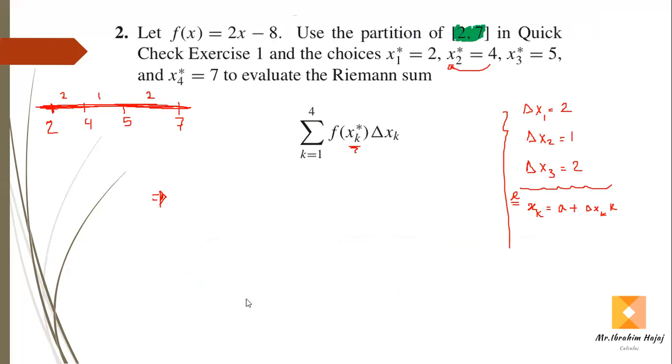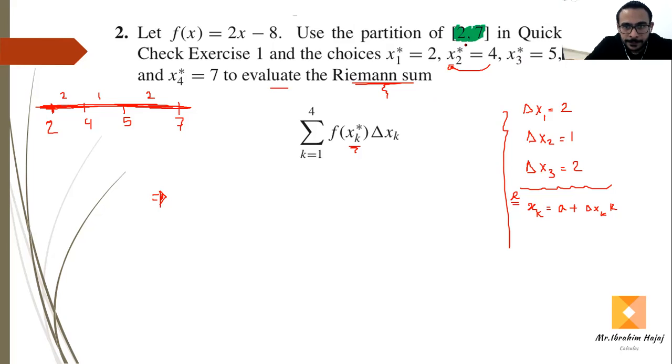We did this slide and we stopped here, in the first period, in question number 2. Let f of x equal x minus 8. Let's continue this question, which we stopped at, question number 2. I should continue to find, evaluate the Riemann sum.